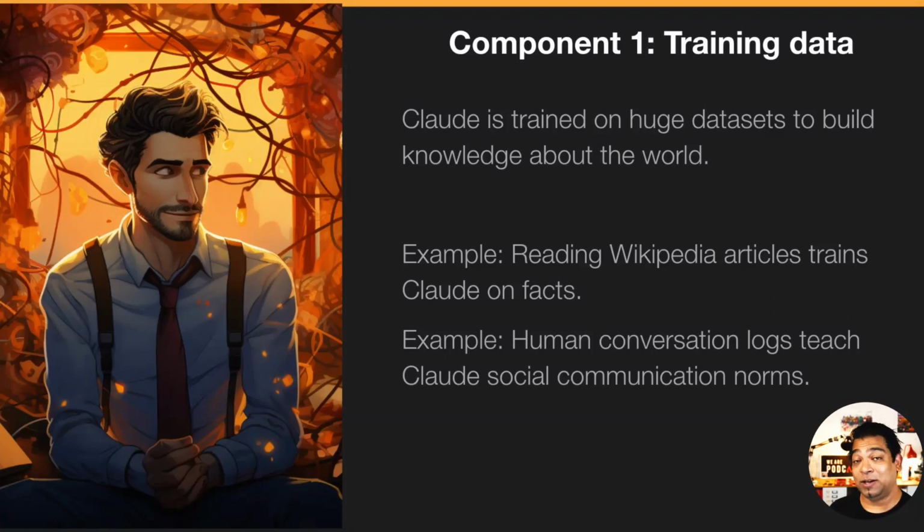Okay, I can't wait to get into it, but before that, a few components that are really important for you to understand when it comes to Claude 2. Now, the first one is training data. Claude is trained on huge data sets to build knowledge about the world. For example, reading Wikipedia articles trains Claude on facts, and human conversations with Claude. Those logs teach Claude social communication norms, and that's how Claude is learning.